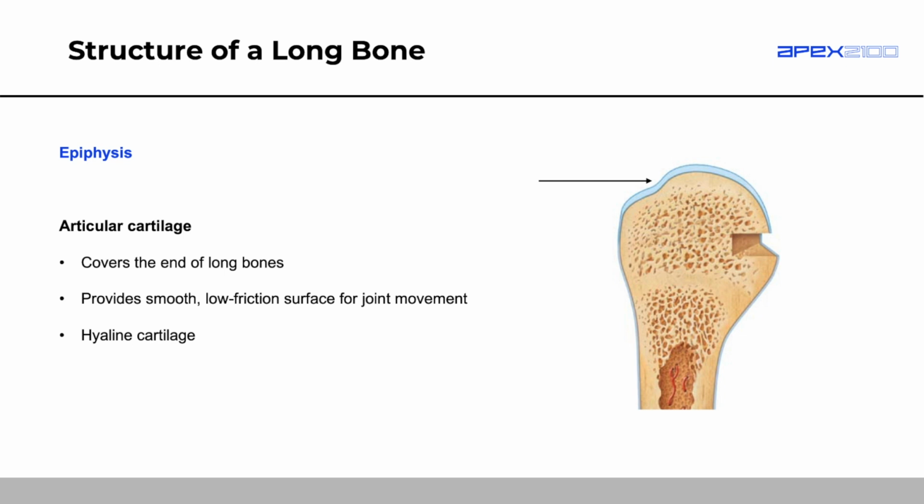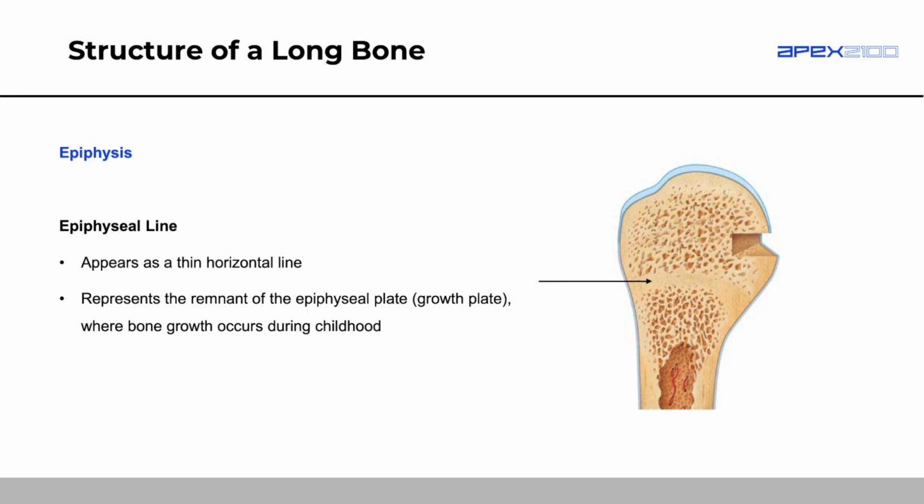But articular cartilage covers the ends of all long bones because we know that these bones are going to be connecting to another bone, and the cartilage between them helps provide a smooth, low friction surface for those bones to move on one another. So the articular cartilage is very important for allowing low friction movement between two different bones.